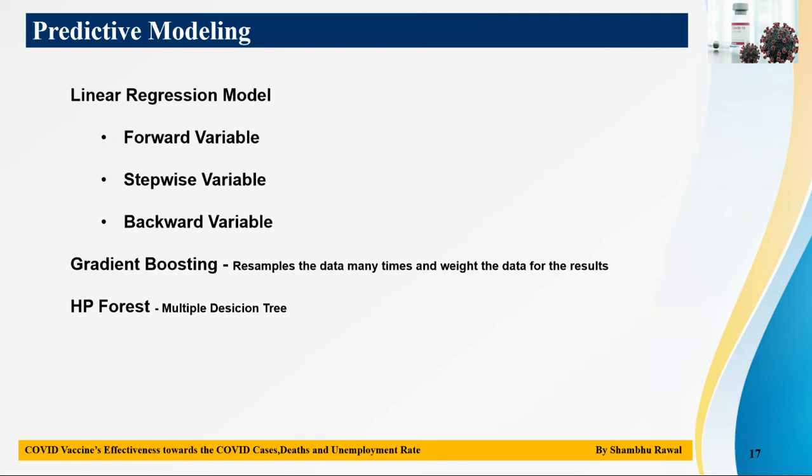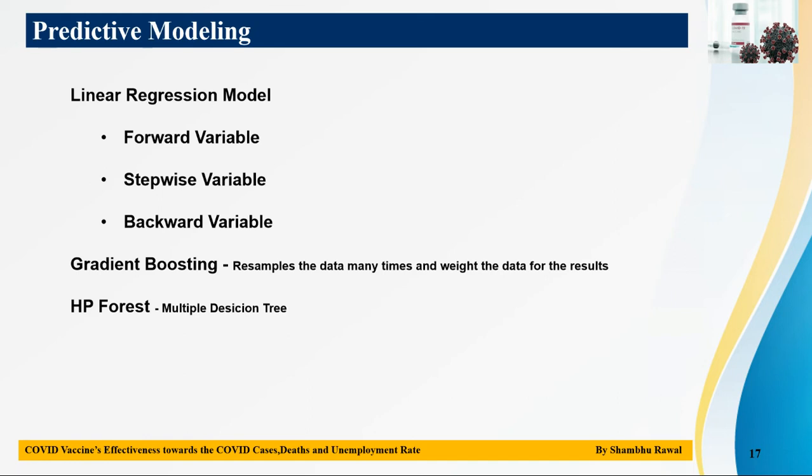Predictive modeling. The predictive model uses historical data, machine learning methods, and statistical algorithms to predict the outcome. It helps to identify and analyze what has performed, what has happened, and what will happen. The predictive model will help identify whether the COVID vaccine helped to reduce COVID new cases, COVID new deaths, and unemployment rates or not.